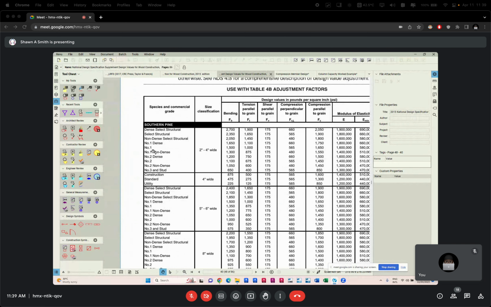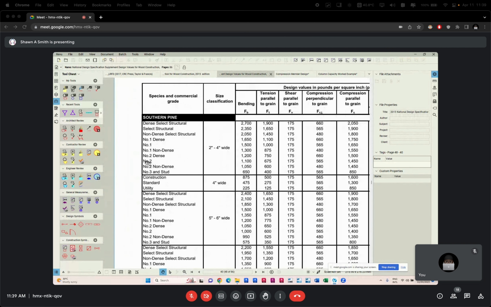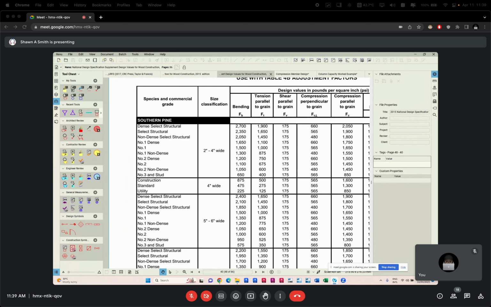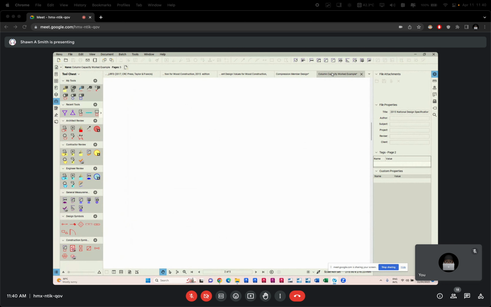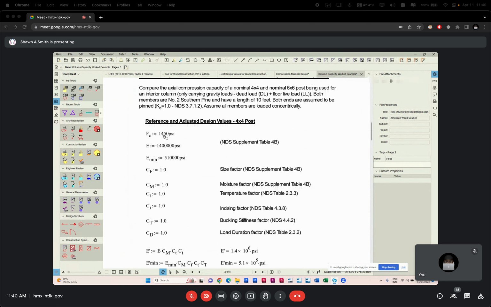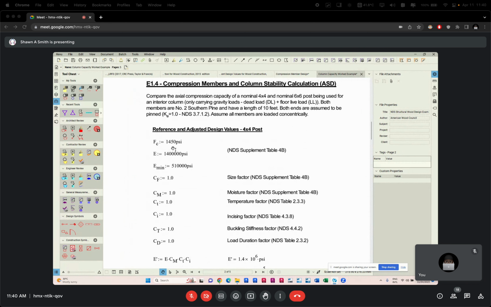We are inside here. Number 2 southern pine, this one. Let's see if we're correct. Number 2 southern pine, 2 to 4 inches wide. I'm looking for compression. This one. So if I go, is it third from the bottom? 1, 2, 3. Third from the bottom, and I say 1,450. Let's see if we have it correct. 1,450 psi. All right. Are you following, class?